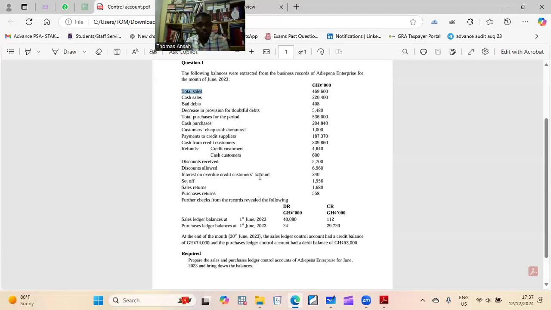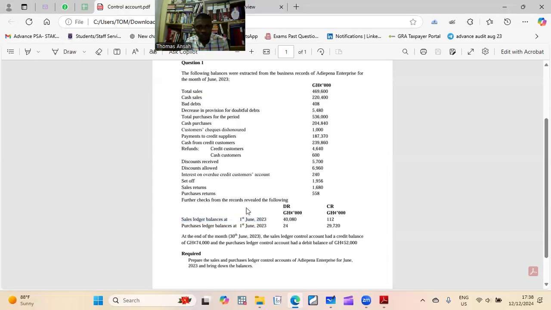Interest on overdue debt on customers' accounts, the debit side. Why? Because it is going to increase the debt. Set off: this one will be at the credit side of the sales ledger and the debit side of what? The purchases ledger. Sales returns, that is returns inwards, the credit side, right? Purchases returns, the debit side of the purchases ledger.